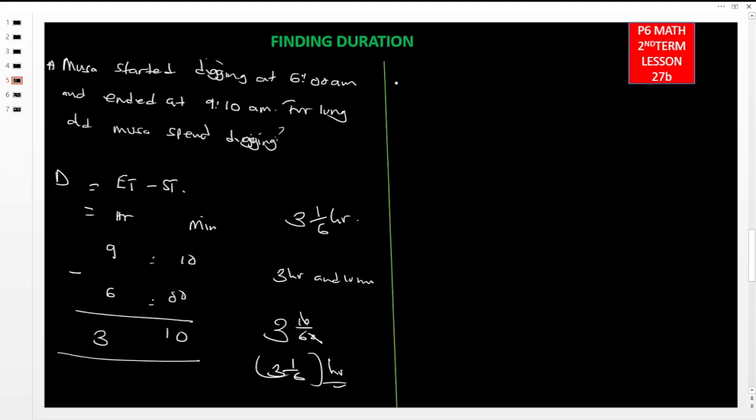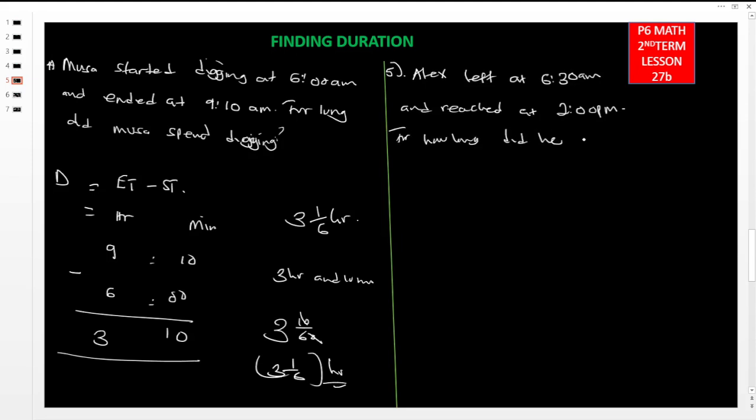Okay, now let us get this example 5. They are saying that Alex left at 6:30 a.m. and reached at 2 p.m. For how long did he spend moving?